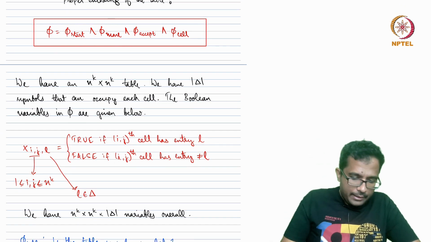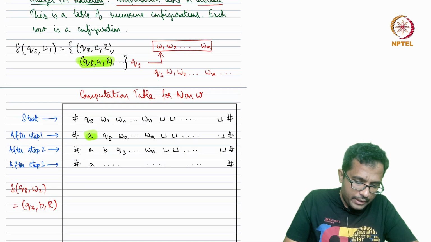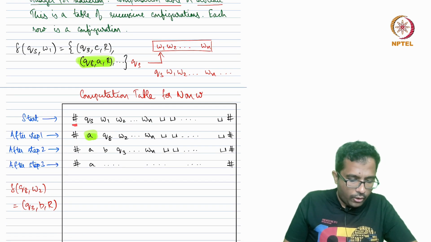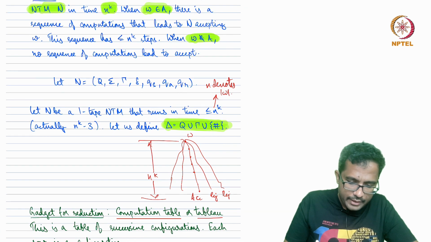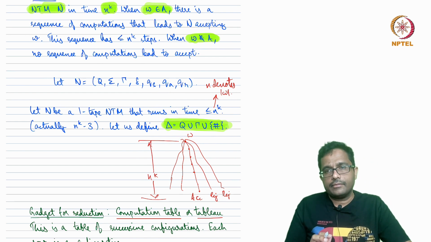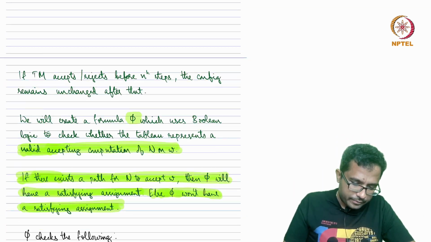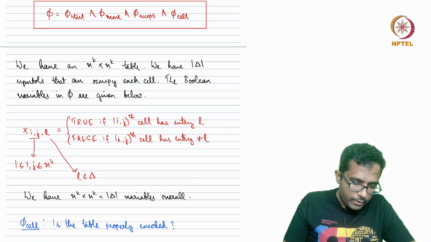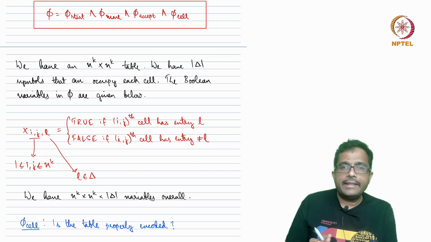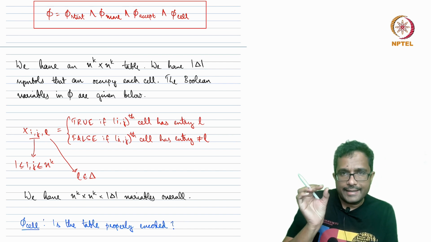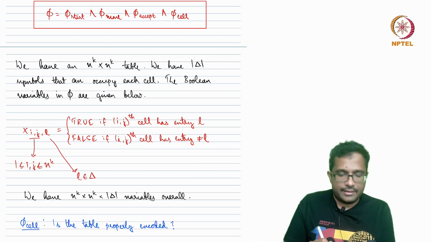So we have an n power k by n power k table, right? And each table entry can be either a hash or a state or something in the tape alphabet. So basically it can be anything from the set that we defined here, delta, right? So each entry of the table could be an entry from delta, right? So for each table entry we have delta many variables, because each table cell can be any of the possible delta symbols, right?